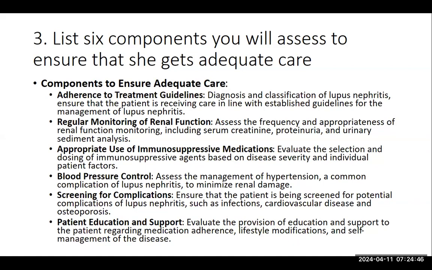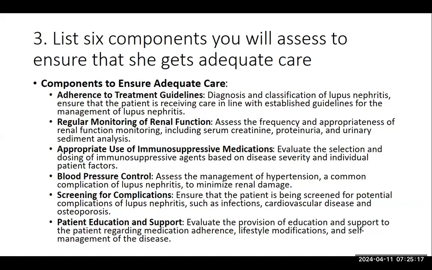The component is the adherence to the established treatment guidelines, including the diagnosis and classification. Verify from the record whether she was adequately diagnosed. We look at the ACR criteria, whether she fulfilled the criteria, and whether she's correctly classified. And then we ensure the patient is receiving care in line with the established guideline for management of lupus nephritis.